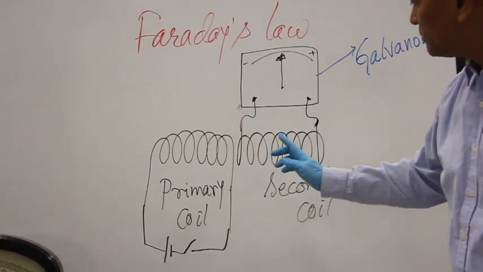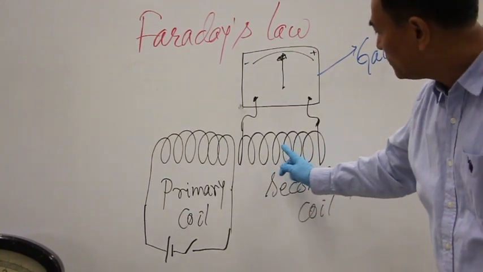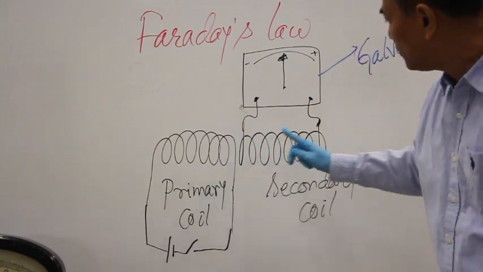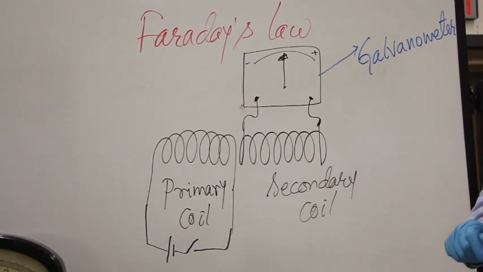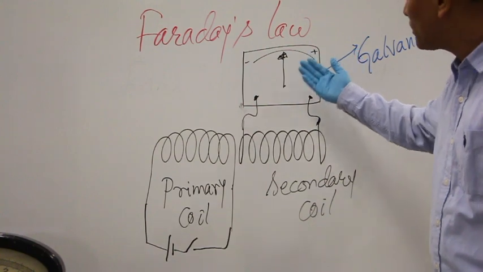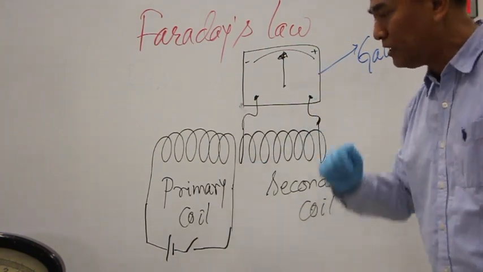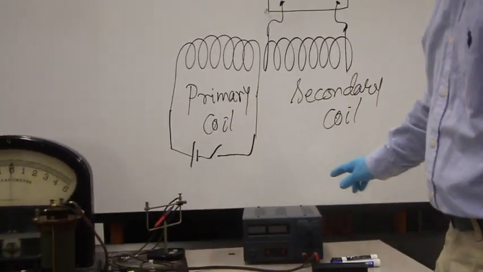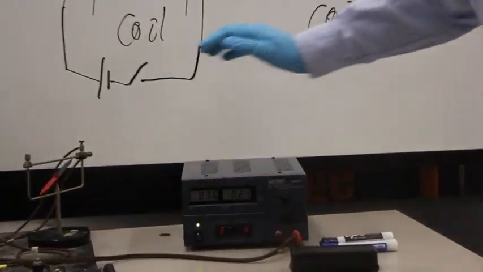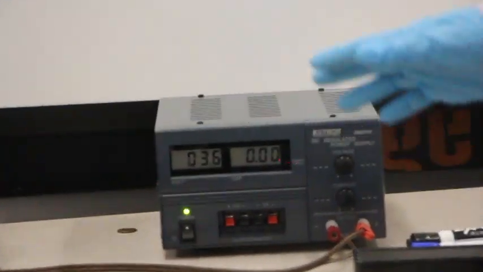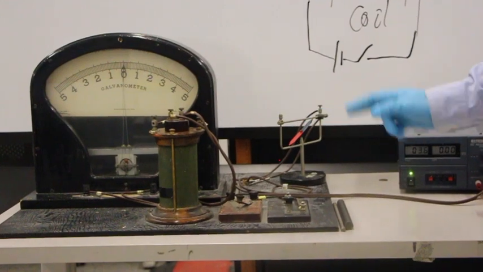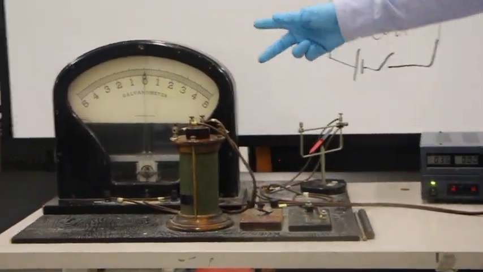Make sure you understand there is no electrical connection between the primary coil and the secondary coil, and we are going to see how current is induced in the secondary coil. So first, I'm going to turn the battery on. I have a switch here, so there is no current right now. If I close the switch, current will flow, and we'll see what happens in the galvanometer.